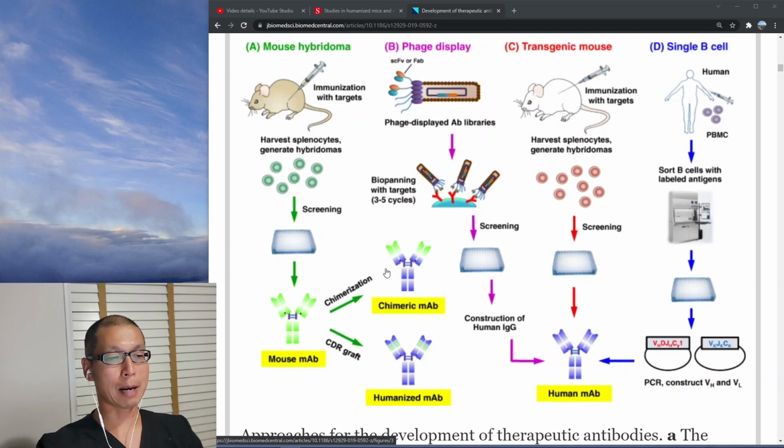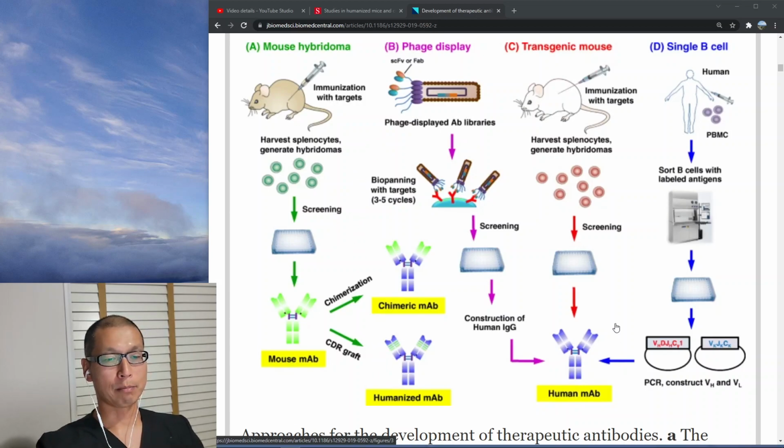Then you can chimerize it by putting the human portion in the back and make this a mostly human constant portion with a mouse variable portion. Or you can do what's called a CDR graft and you humanize it so it's mostly human and has some of the mouse parts that recognize the antigen.